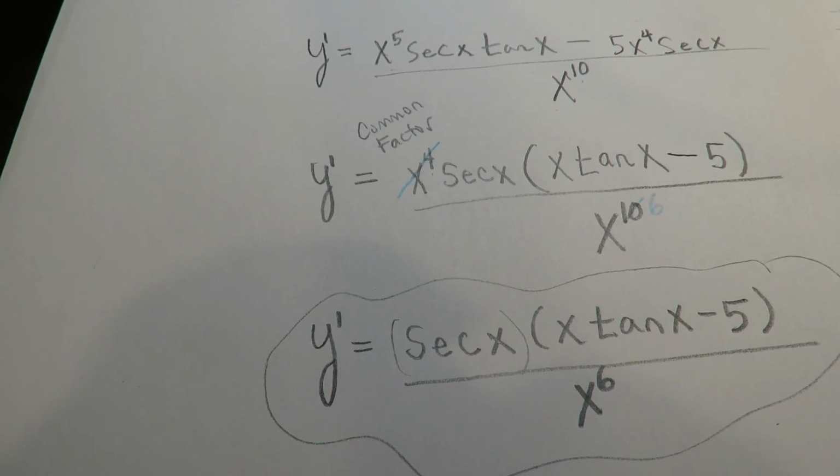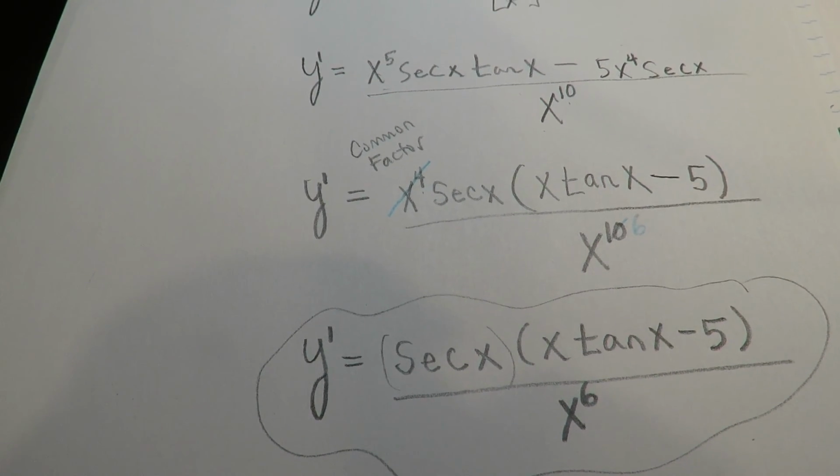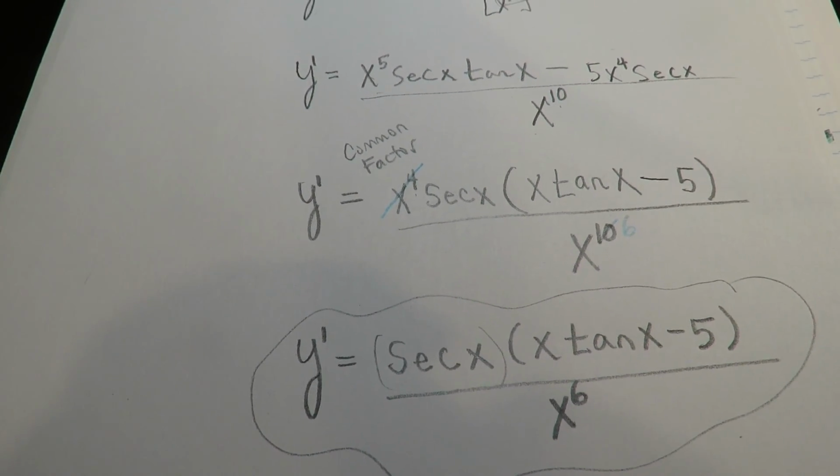Okay, gang, that is the quotient rule. So you've now learned the product and the quotient rule. We are moving and grooving.